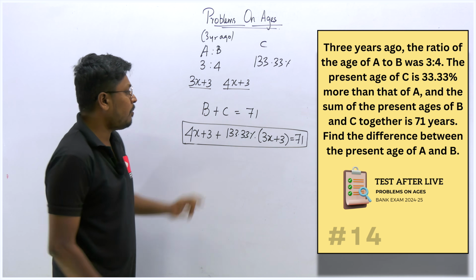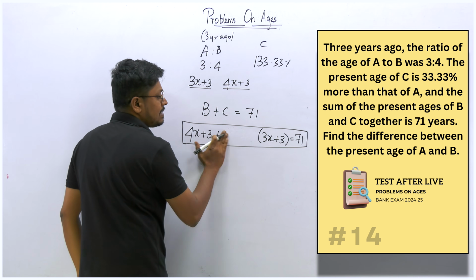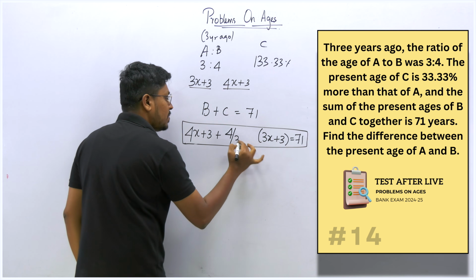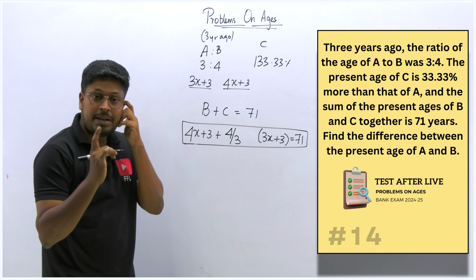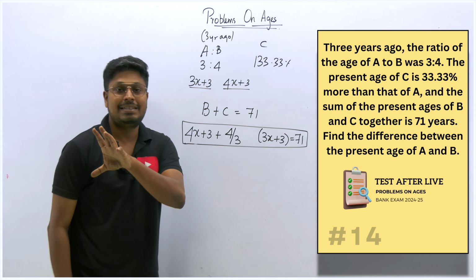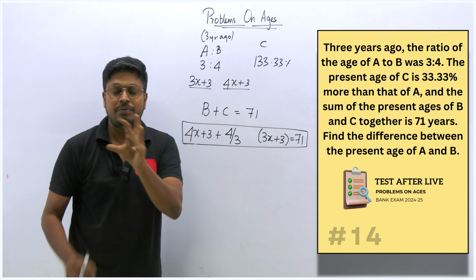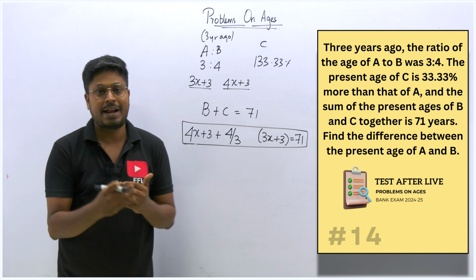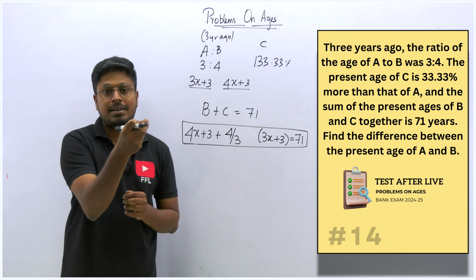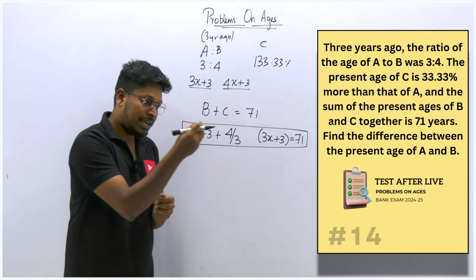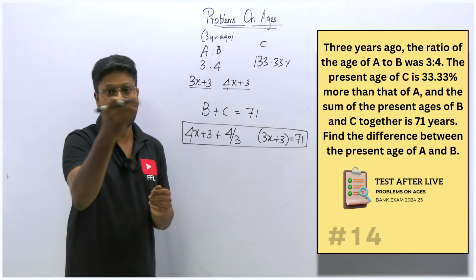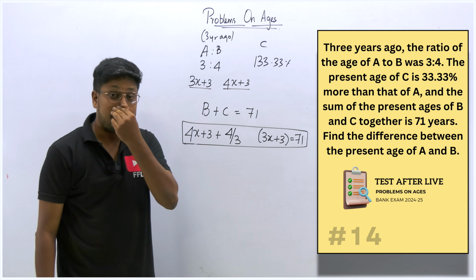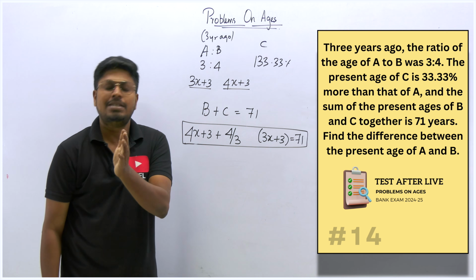So 133.33%, we always consider this as 4 by 3. In many of my videos on data interpretation topics, I have told this: 6.666, 1.333. If you have a number like this, convert it into a fraction. So if it is 1.33, it is 4 divided by 3. If you divide 4 by 3, you will always get 1.33 something. So we can directly write 1.33 as 4 by 3.